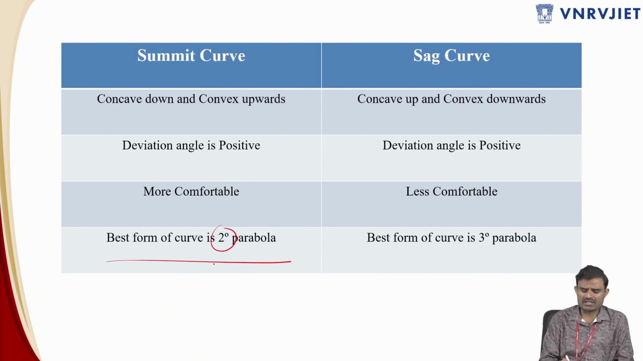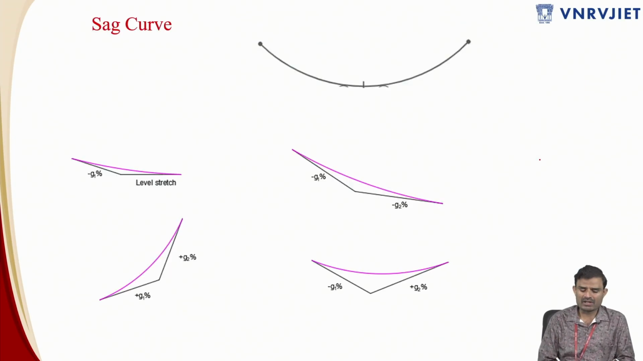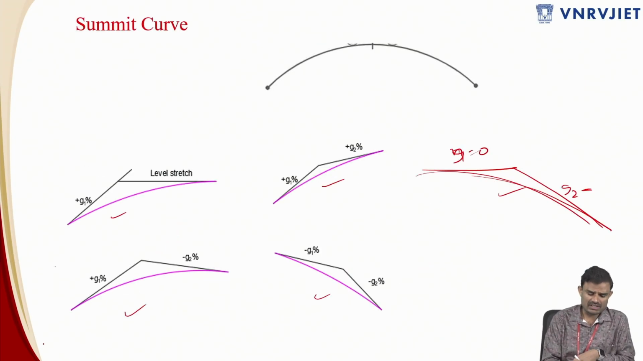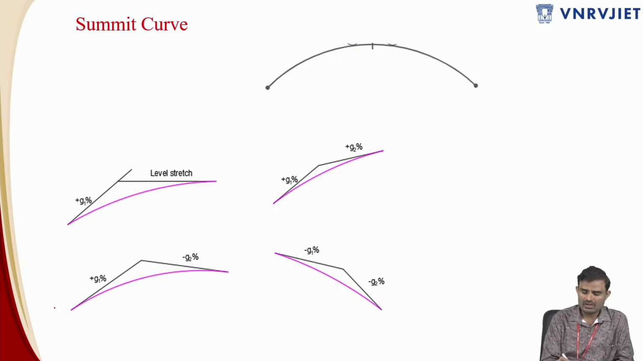For the form of the summit curve, generally the best form of summit curve is 2-degree parabola, and the best form of sag curve is 3-degree parabola. Here the deviation angle is positive in terms of summit curve, and it is negative in terms of valley curve. So we'll see what is meant by the deviation angle here. So this is the deviation angle. This is positive. I told you the deviation angle N is positive.